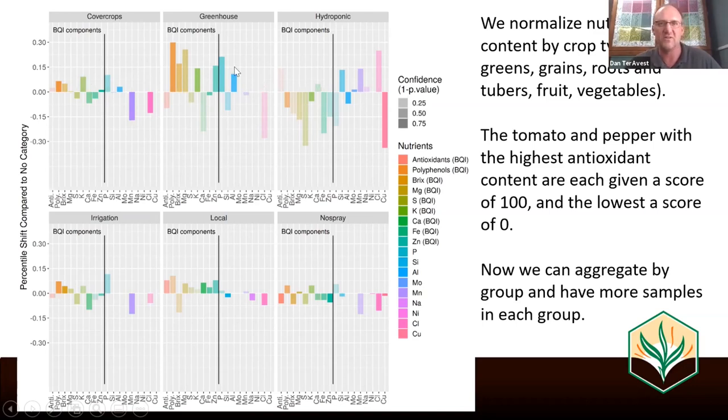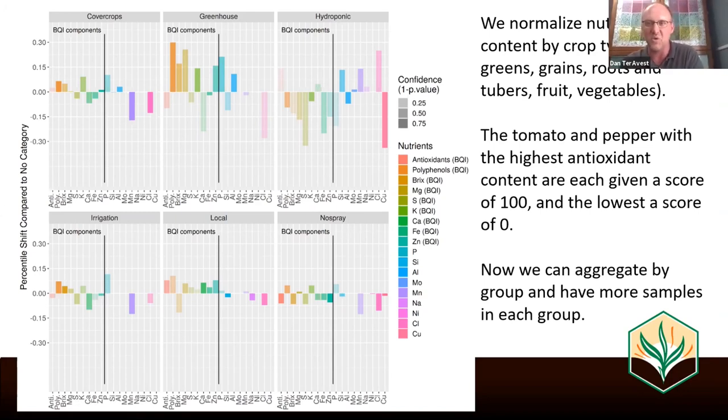So cover crops, okay, a little up, a little down. Here is greenhouse, a little up, a little down. Hydroponic, a little bit more down. And I should mention here, similar to previous graphs I've shown, the more solid the color, the more statistical confidence we have in it. So if it's really transparent, we don't have a ton of statistical confidence in the values that we're showing. But irrigation, locally grown, no spray, across the board, it's cleaner than that table with all of the red and the green that I just showed, but it's still hard to interpret, right? If half the things go up and half the things go down, how do I have any idea what I would consider healthier?